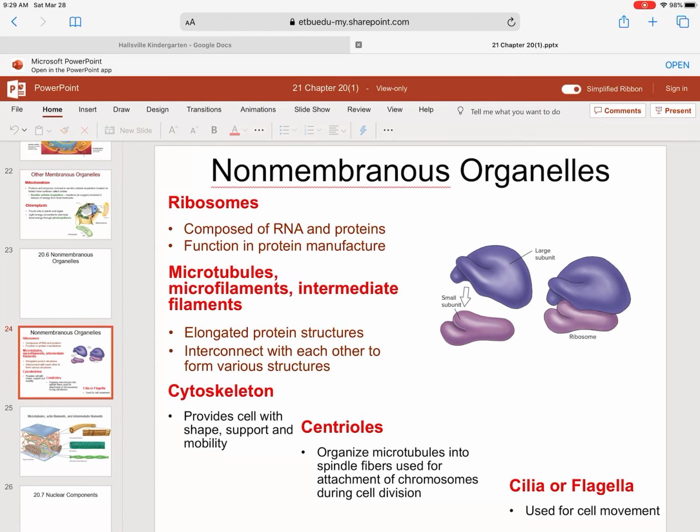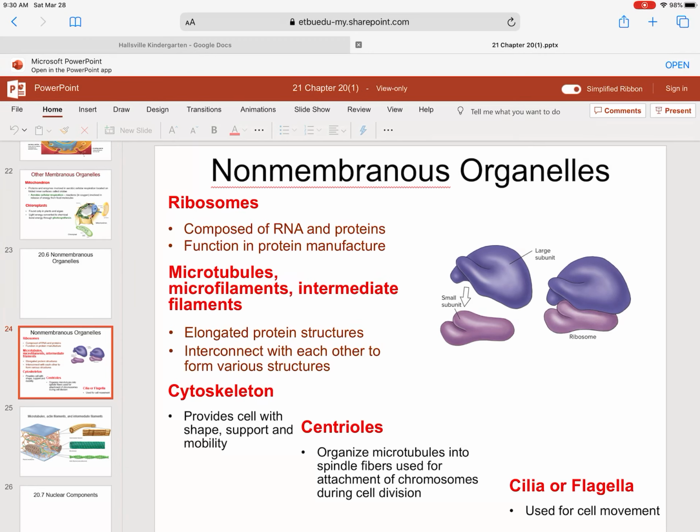Now, microtubules, microfilaments, intermediate filaments, these are all going to be things that help to form the structure of our cells. So they're kind of like rebar and concrete. That's what I think of them, like construction supplies. They're elongated protein structures. They're interconnected with each other to form various structures. So there are rebar and concrete. They're what help make our structures, or your beams of your house, or the foundation.